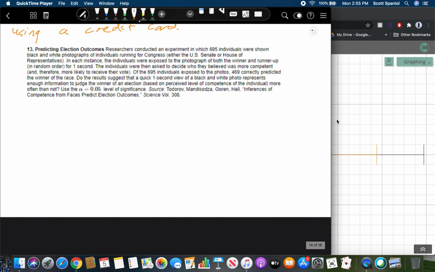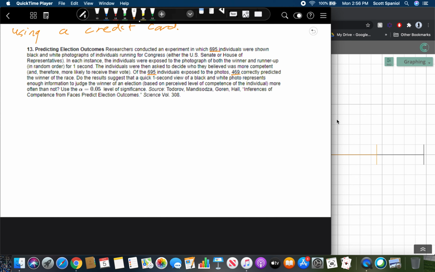So number 13 says, predicting election outcomes. Researchers conducted an experiment in which 695 individuals were shown black and white photographs of individuals running for Congress. In each instance, the individuals were exposed to the photograph of both the winner and runner-up in a random order for 1 second. The individuals were then asked to decide who they believed was more competent and therefore more likely to receive their vote. Of the 695 individuals exposed to the photos, 469 correctly predicted the race winner.